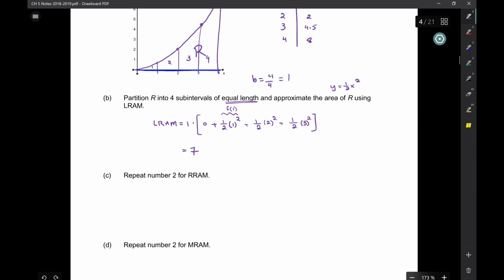Okay, now we're going to do it for RRAM. RRAM, same deal. 1, that's the base. Plus, now we're going to do the right-hand values. So it's going to be half times 1 squared, half times 2 squared, half times 3 squared, half times 4 squared.